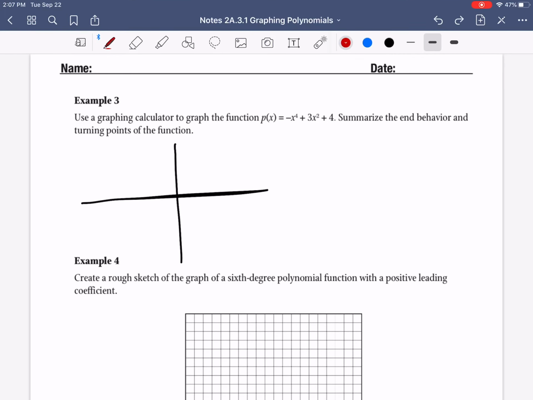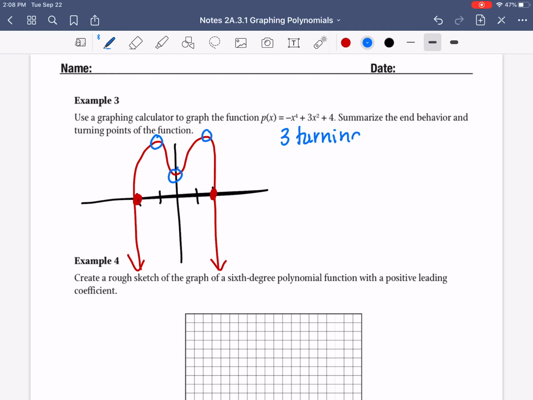So remember, at +2 and -2 is where it hit on the graph. And then it kind of looked like an M. It went up and down like so. Okay. So it just says to summarize the end behavior and turning points. So the turning points, it turned here, here, and here. So there were 3 turning points. That was the maximum that it could have because it was a 4th degree polynomial, and the most you can have is 1 less.